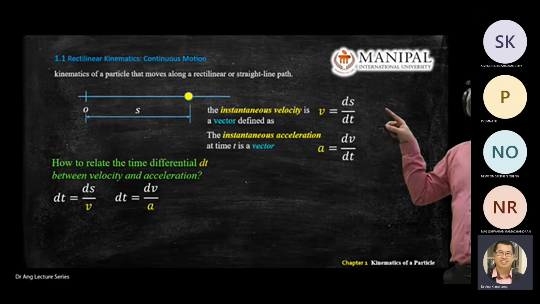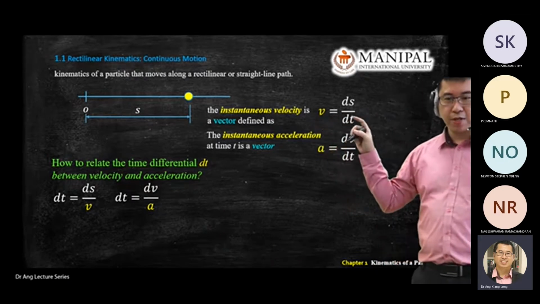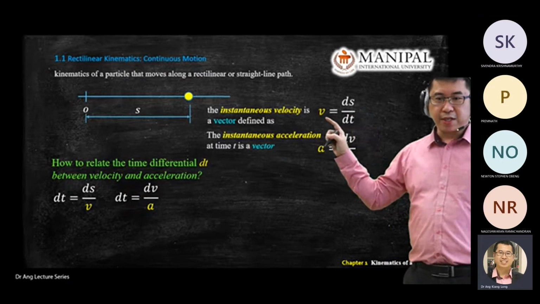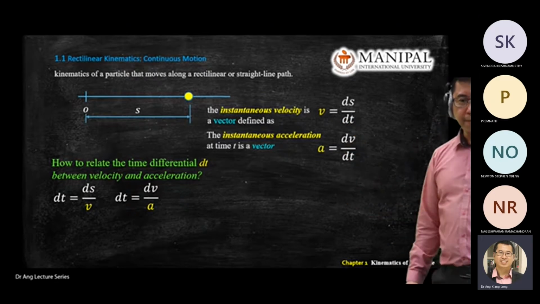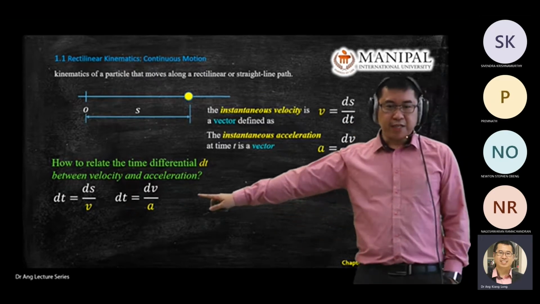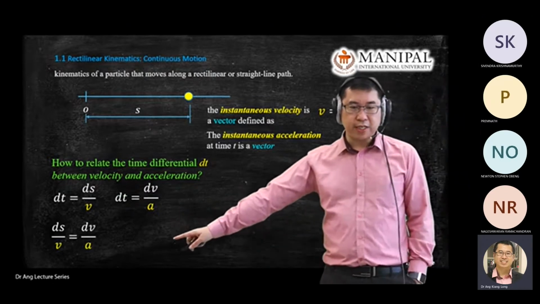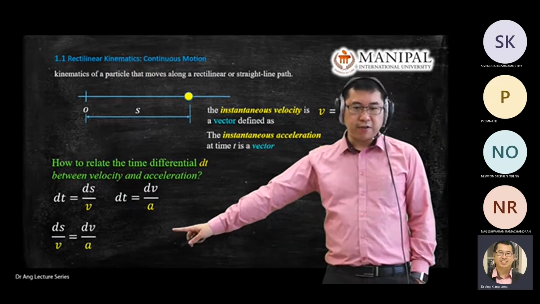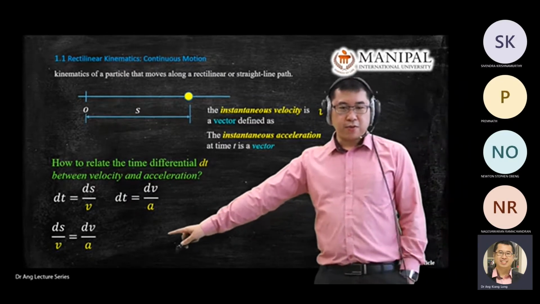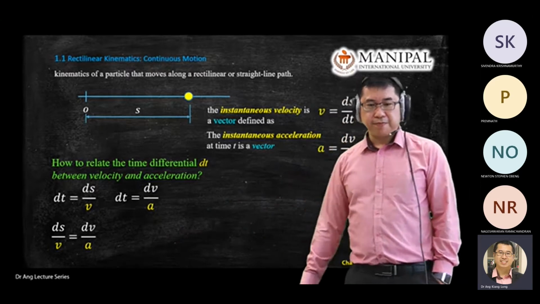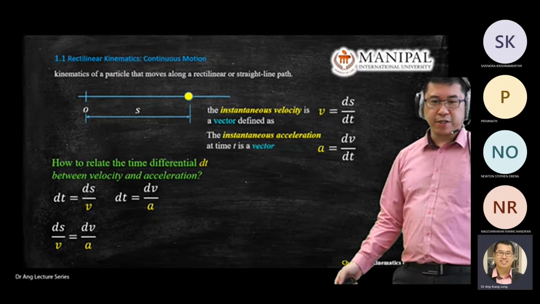If you're referring to the same particle, whether you find velocity or acceleration, the dt will be the same. So if dt is the same, you can write ds over v equal to dv over a. And you can continue using this equation to solve questions related to velocity and acceleration.